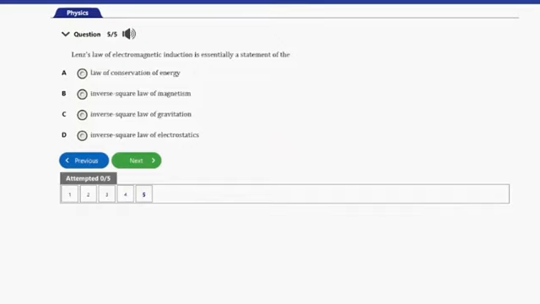That's question number 5 here. It says, Lenz's law of electromagnetic induction is essentially a statement of the A. Law of conservation of energy, B. Inverse square law of magnetism, C. Inverse square law of gravitation, D. Inverse square law of electrostatics. So guys, the answer to this question is option A, law of conservation of energy, and that's it for this question.